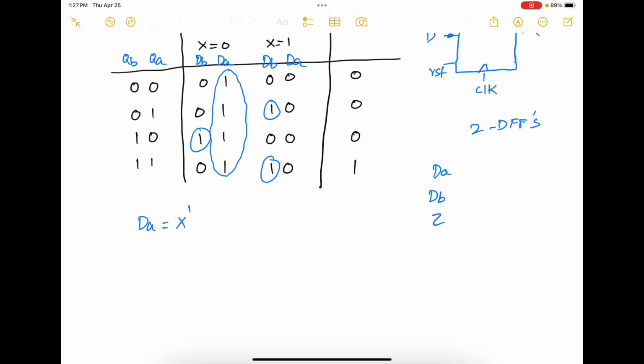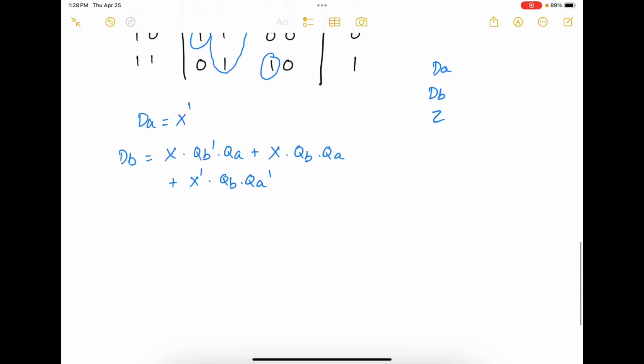To find the equation for DB, you can either write it manually. So I can write DB equals x times QB prime QA, or x times QB QA, or x prime times QB QA prime. Or you can also use a K-map. So let's try to use a K-map.